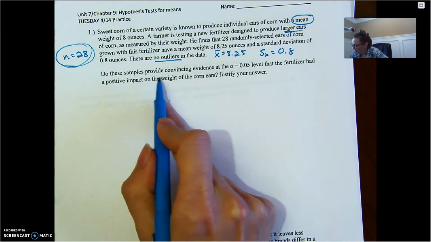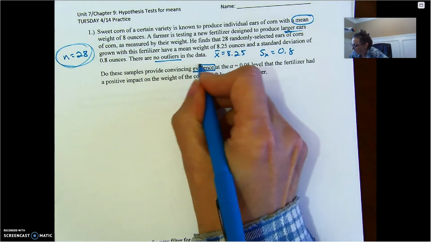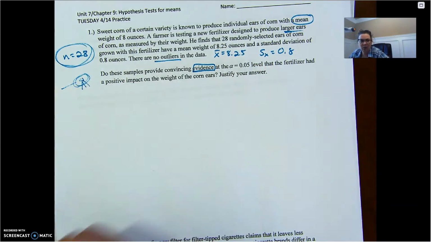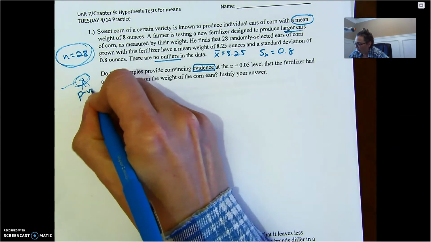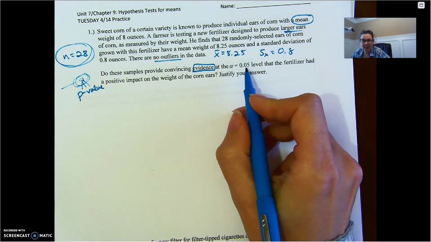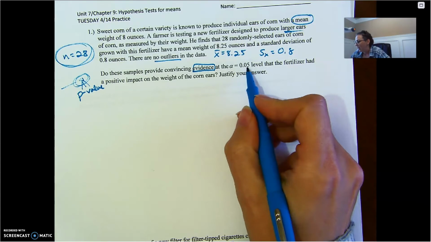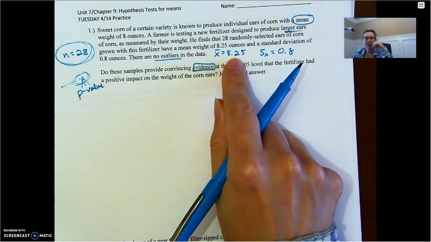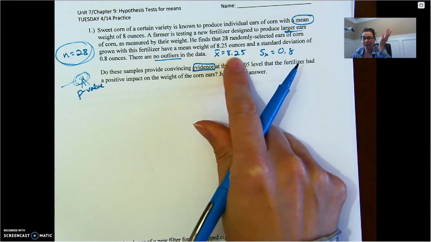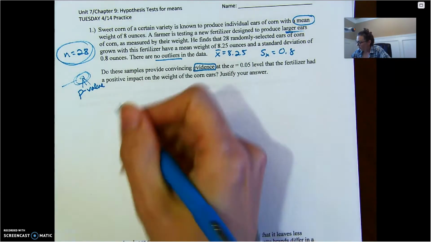Do these samples provide convincing evidence? So there's your clue, evidence. That means we are running a test, right? We're trying to find what the p-value is. That is your evidence. The cut score, your significance level, is alpha 0.05. So if our sample has less than a 5% chance of happening, that means we've found significance. All right, so here we go.